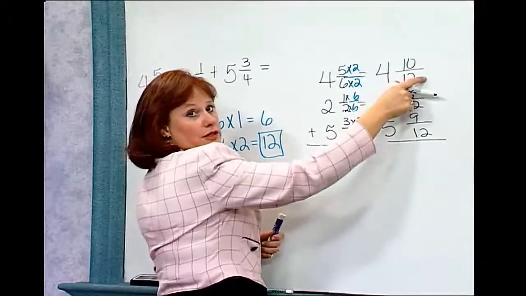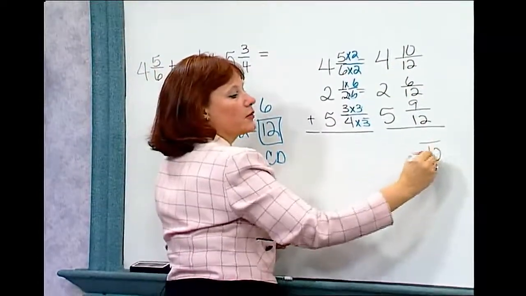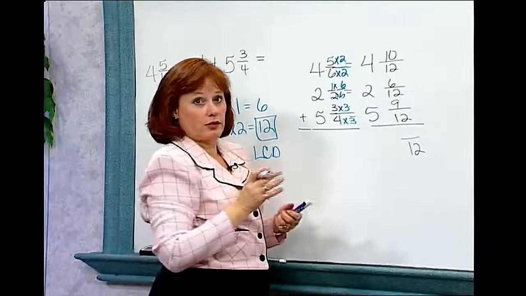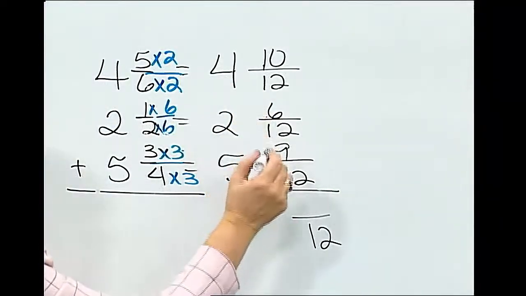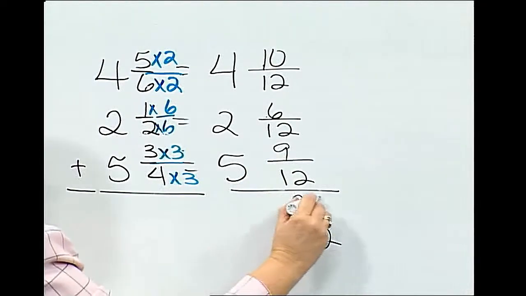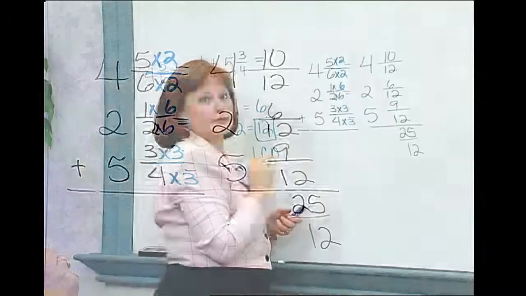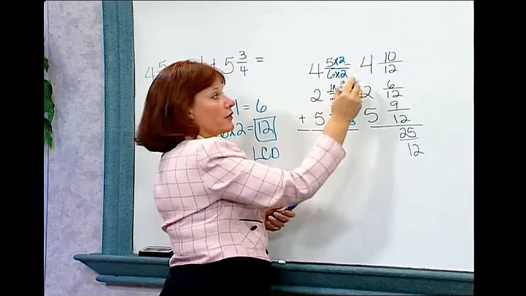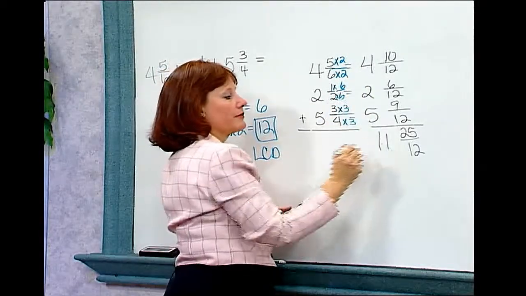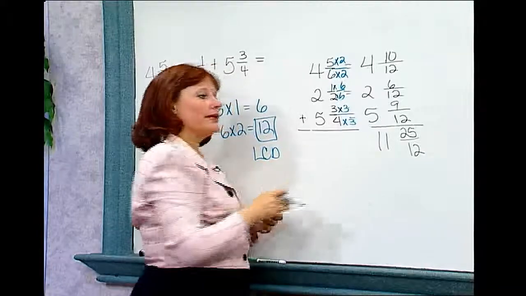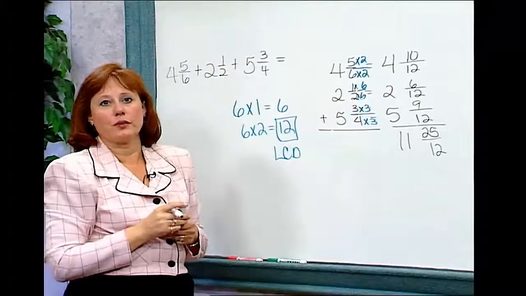When I add the fractions together, I know the denominator will continue to be 12, and I'll add the numerators together. 10 plus 6 is 16, plus 9 is 25. And then I'll add the whole numbers together. 4 plus 2 is 6, plus 5 is 11. And I've come up with an intermediate answer of 11 and 25/12.